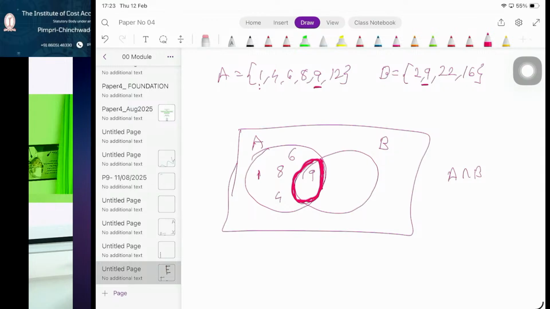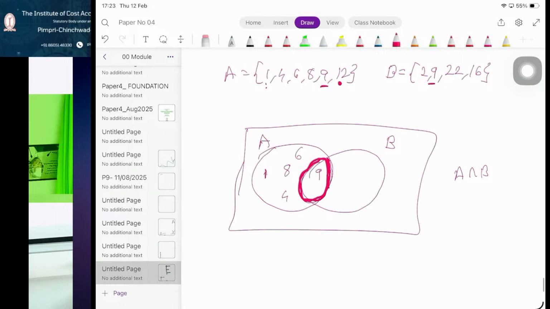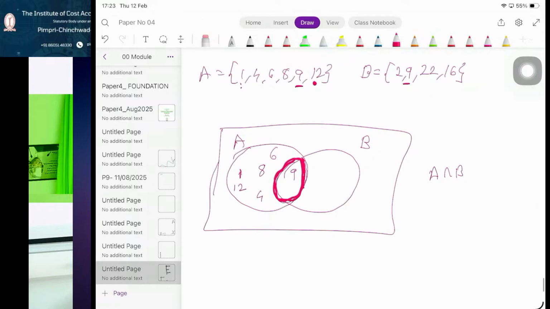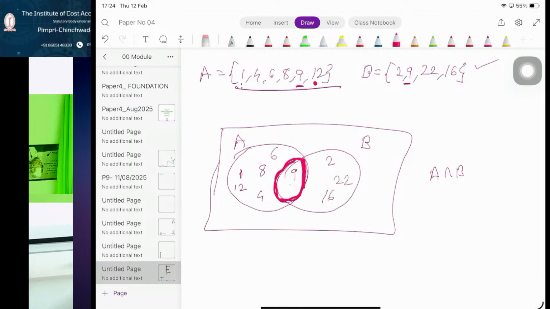Next is 9. Then in A is 12. Is 12 in common? No. So I will write down 12 anywhere. Then I have completed the set A. I will jump to the set B. 2, I will write down here. 9, I have already written this. 22, so 22. 16, 16. That's all. This pictorial representation is called A intersection B under the universe U.